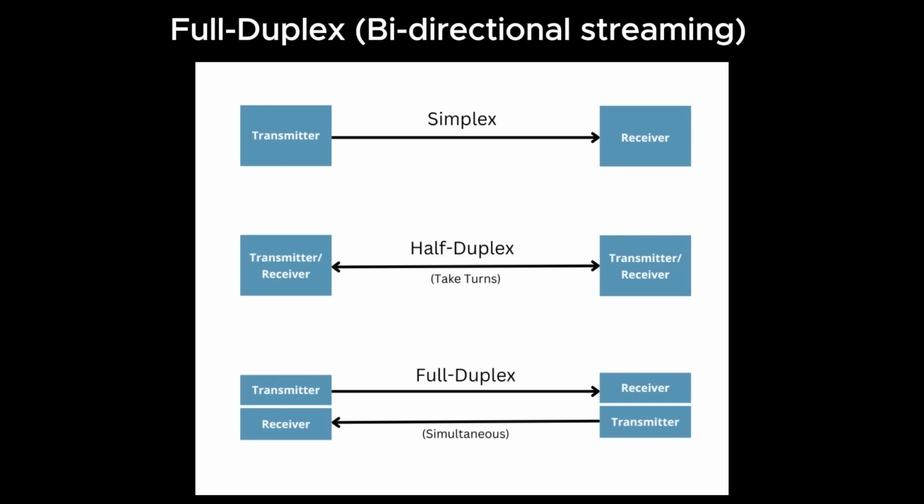Full duplex, or bidirectional streaming, is a communication pattern where both the client and the server can send a sequence of messages to each other simultaneously over a single long-lived HTTP2 stream.